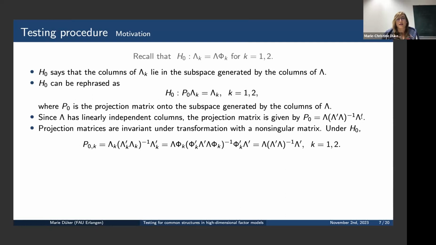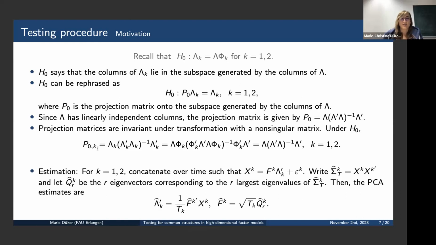So then another nice property of the projection matrix is that when I apply a transformation with a non-singular matrix, which is the case under our hypothesis, we actually see that those projection matrices are invariant under this transformation. And this is something we want to take advantage of. It means that the projection matrices calculated for both lambda 1 and lambda 2 are actually going to be the same under the hypothesis. So another way of rephrasing this hypothesis would basically be to say P01 is equal to P02.